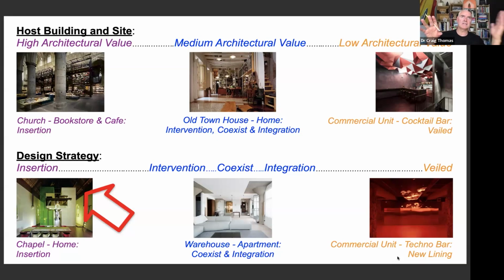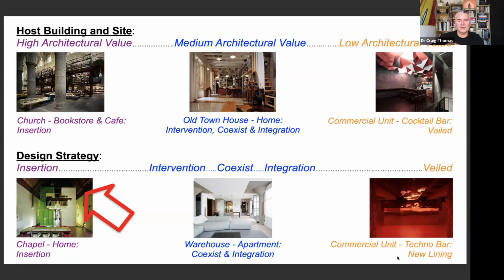So on one end of the spectrum here is the insertion, through to the new lining or veiling of the existing building, so you may not even see any of it by the end. And then all the stuff in between of how you coexist and integrate and intervene. We've got another three projects, so we won't cover the same issues in the same detail. We'll move quicker through these three, but nonetheless, we need to talk about the issues we're trying to raise with this one.